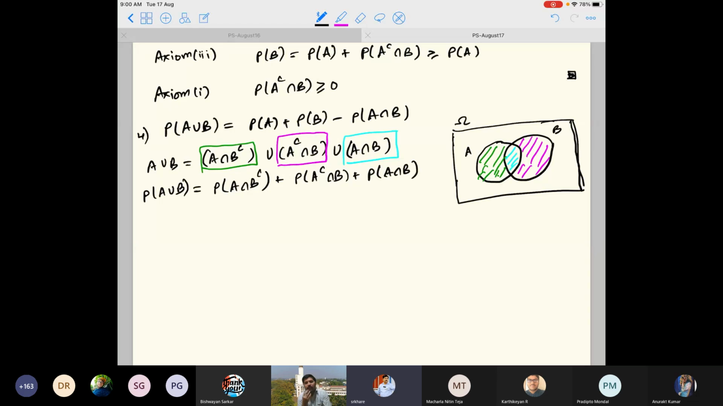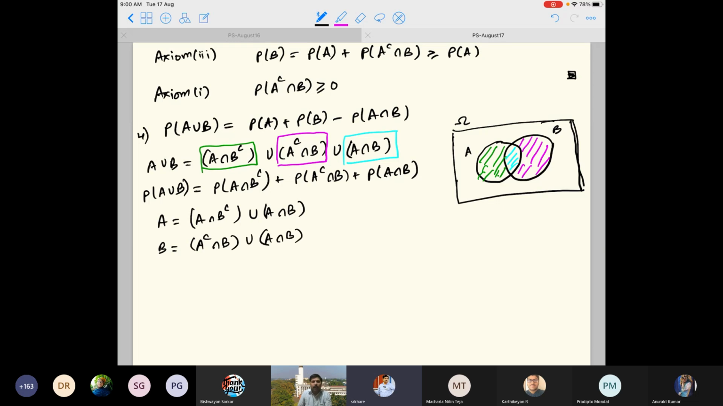But now I want this result in terms of probability of A, probability of B, and probability of A intersection B. I want the result to be in that particular form. So again, A intersection B complement is A intersection B complement. So what is A basically? I can write A as A intersection B complement union A intersection B, green and blue. And similarly B I can write as A complement intersection B union A intersection B, pink and blue.